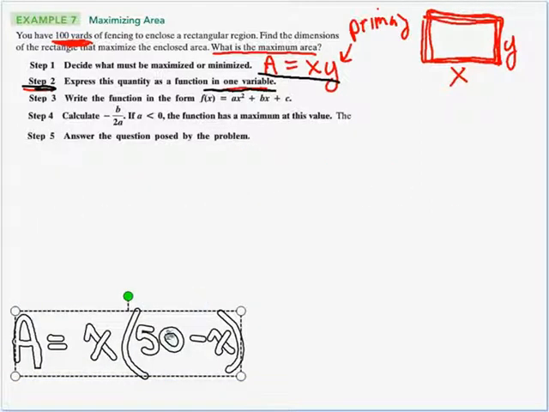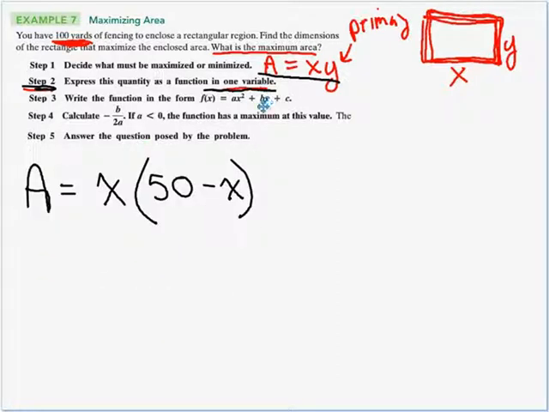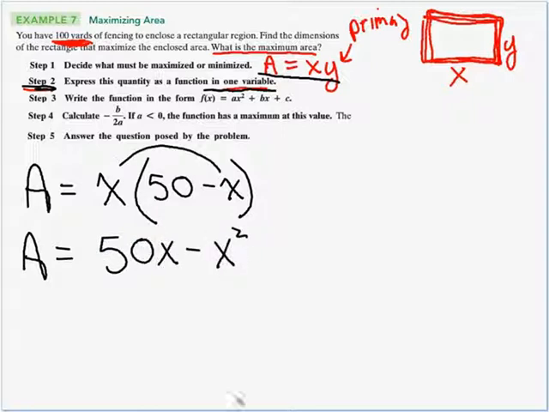Step 3, write this function in the form of a quadratic: x squared term, x term, and the constant. So let's see, it looks like we're going to have to distribute the x. X times 50 is 50x. X times negative x is minus x squared. And it's not truly in the proper form until the x squared term is first. So the x squared is going to go here. Now notice too, the negative is with the x squared, so that's going to stay with the x squared. This 50 has an implied positive in front of it. So it's negative x squared plus 50x. So that's step 3. We put it into proper form.